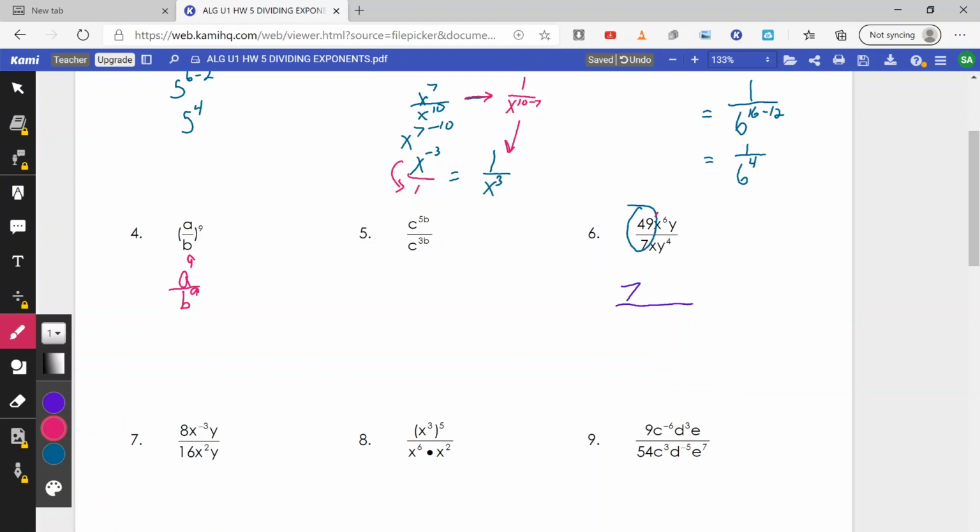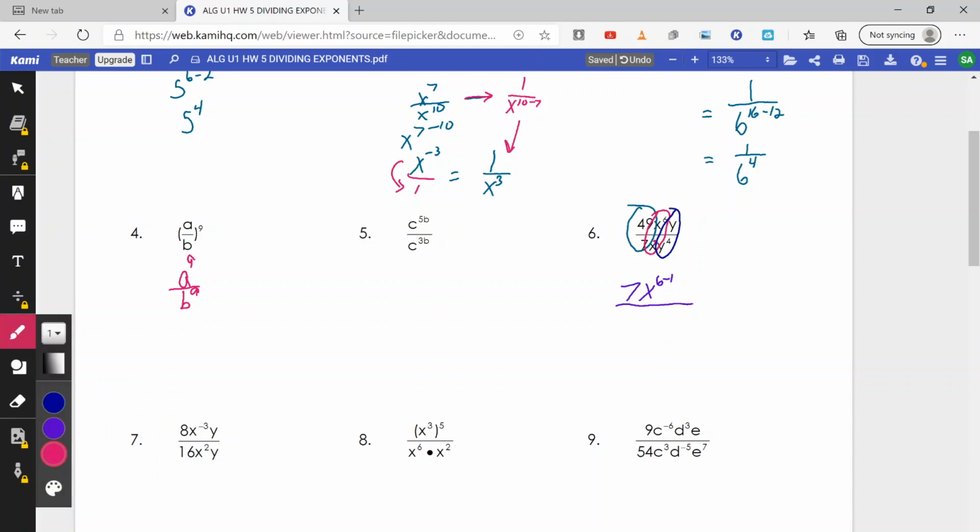Dealing with x's, we have x to the 6th divided by x. Again, technically, we have an exponent of 1 on the bottom x. So we ask ourselves, where is the bigger exponent? 6 versus 1. 6 is larger than 1, so therefore x is going to be on top. And it's 6 minus 1, top minus bottom.